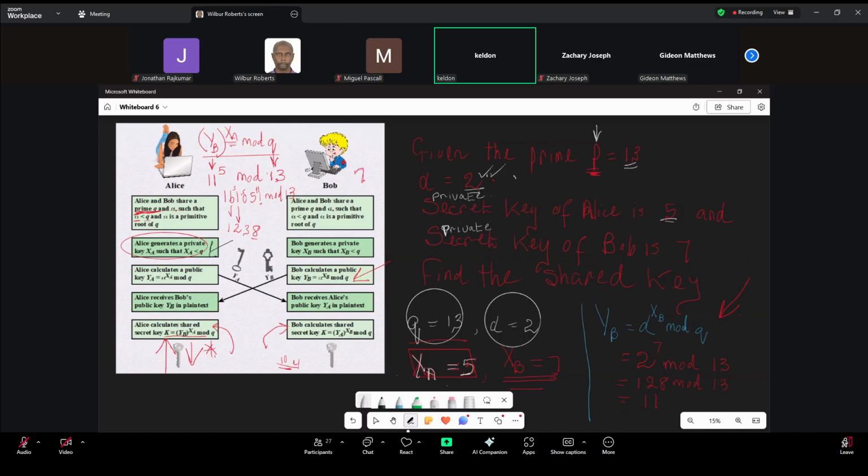And the private key of Bob is 7. So the private key of Bob, they denote it as XB, which is across here. So XB is the private key of Bob. So from our problem, XB is 7, the private key of Bob.